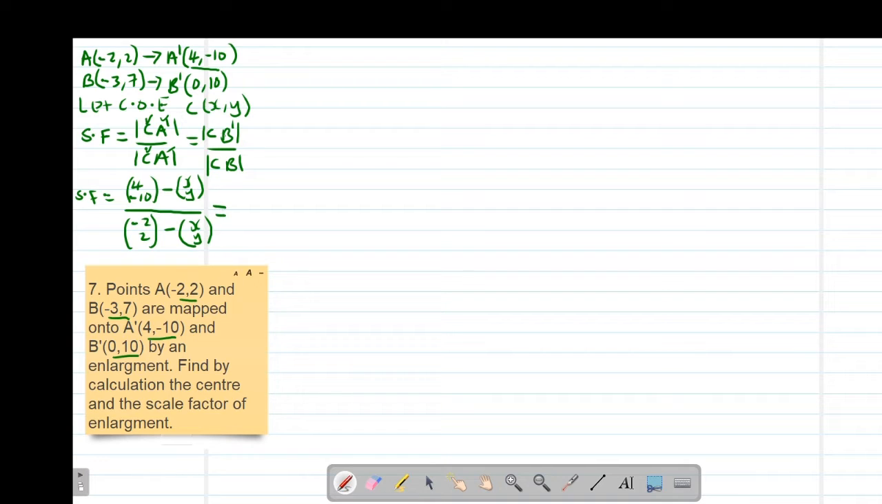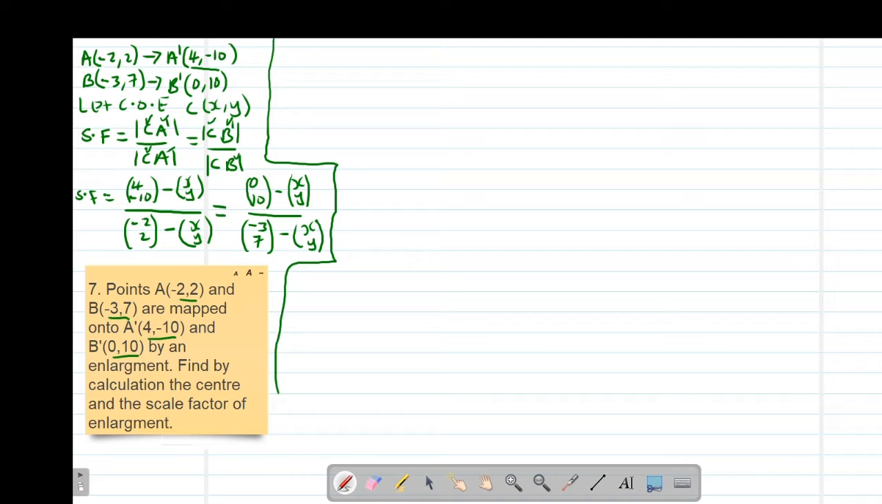This should be equal to the coordinate of B prime minus that of C. B prime is 0, 10, minus the center x, y. Then divided by the coordinate of point B, which is -3, 7, minus the coordinate of the center x, y. These two ratios should be equal because both of them give you the scale factor of the enlargement in this particular case.